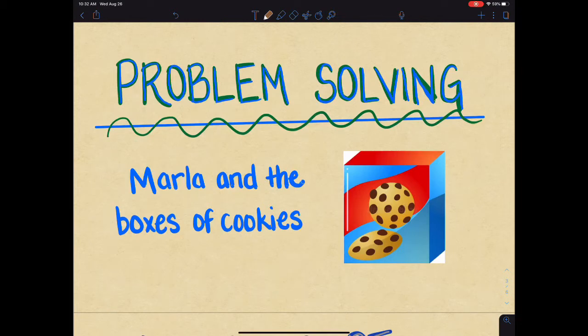Marla and the Boxes of Cookies. The boxes of cookies were placed neatly on the shelf in 2 stacks. Marla saw the stacks and knew without counting that there was an even number of boxes. How did she know?